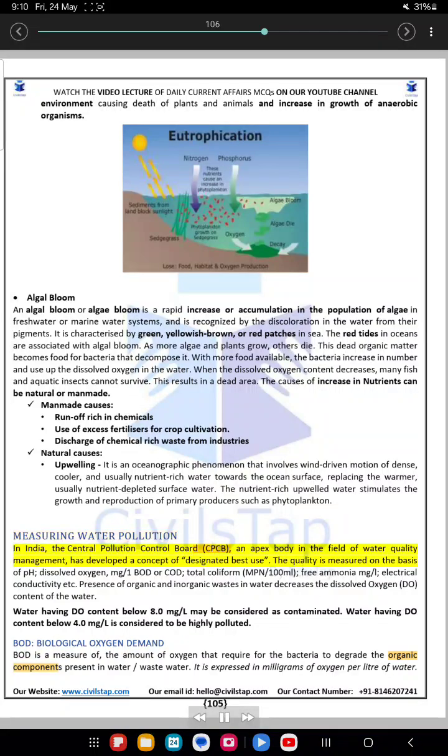Measuring water pollution. In India, the Central Pollution Control Board (CPCB), an apex body in the field of water quality management, has developed the concept of designated best use. The quality is measured on the basis of pH, dissolved oxygen (mg/L), BOD or COD, total coliform (MPN/100 ml), free ammonia (mg/L), electrical conductivity, etc.